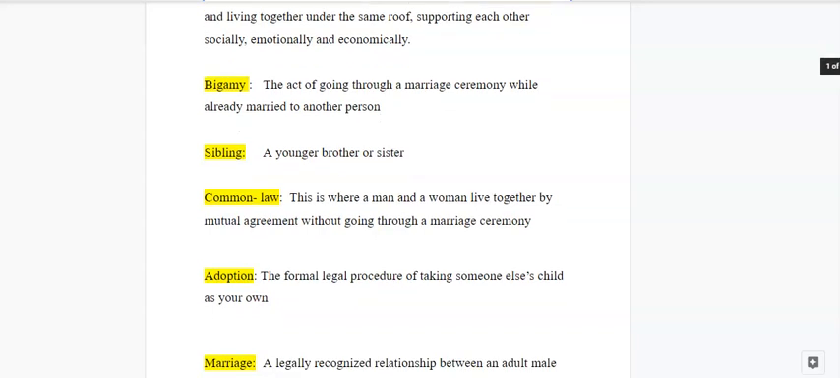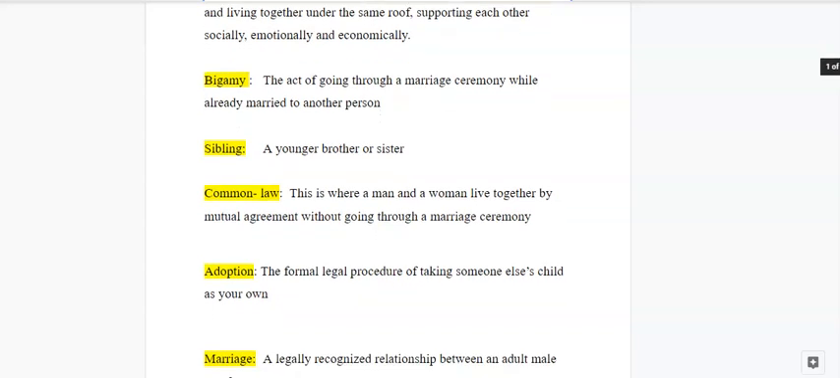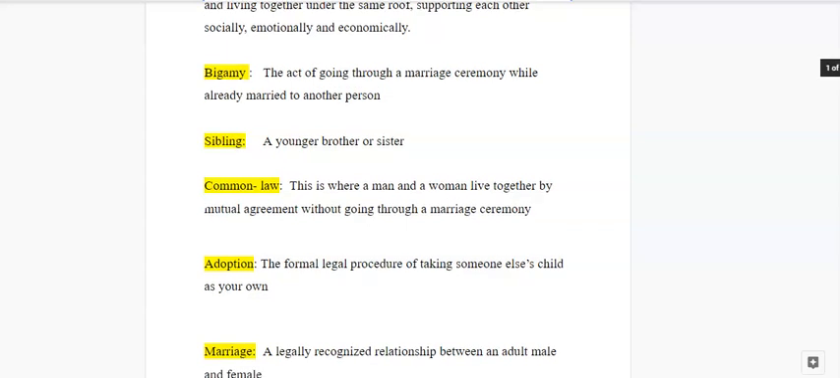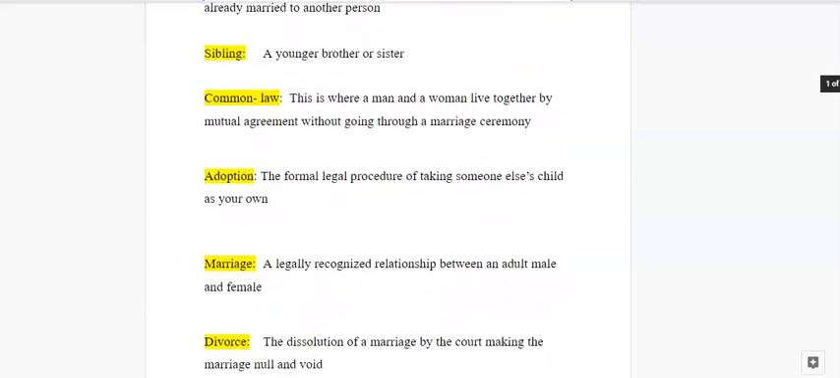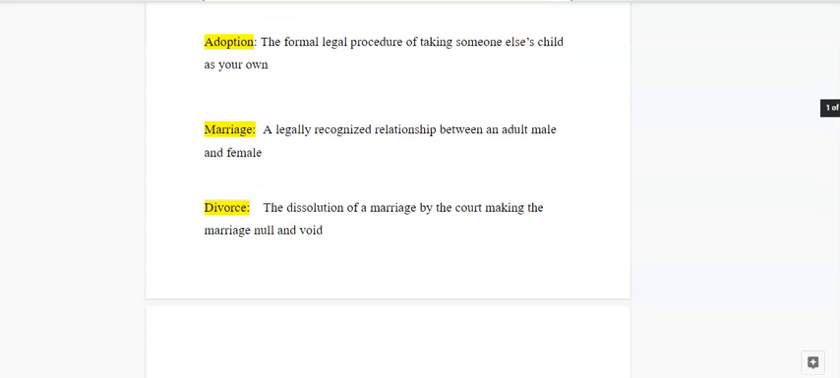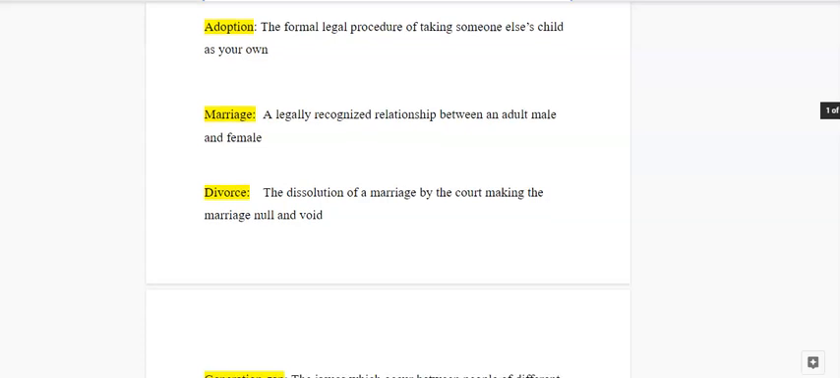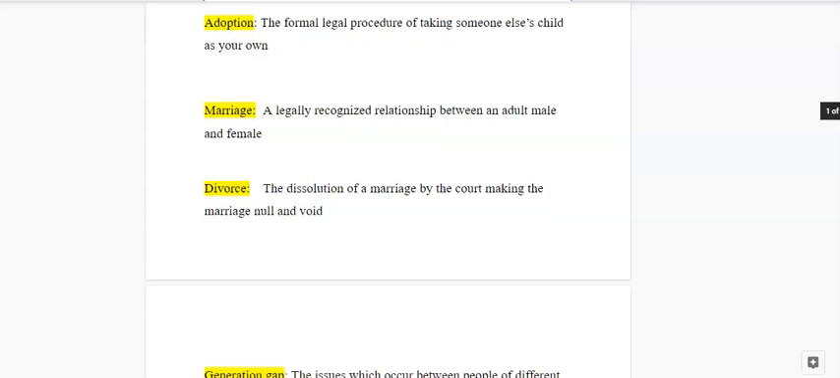Adoption. Adoption is the formal legal procedure of taking someone else's child as your own. Marriage. Marriage is a legally recognized relationship between an adult male and female. Divorce. Divorce is the dissolution of a marriage by the court, making the marriage null and void. I want you to think about this one again. Do you remember what the term generation gap means?